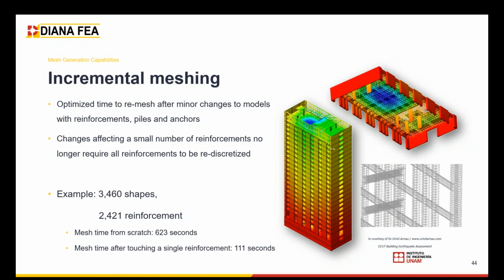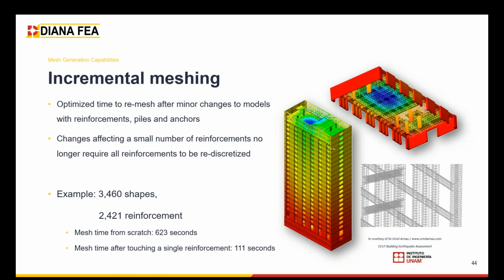Another powerful feature is incremental meshing. This is very interesting when you are dealing with complex models and you need to do some modification at the geometry level, for any reason. Thanks to this incremental meshing, you don't need to remesh the whole model. Diana automatically goes for the meshing of the geometry parts of your model that have been subjected to the modification.